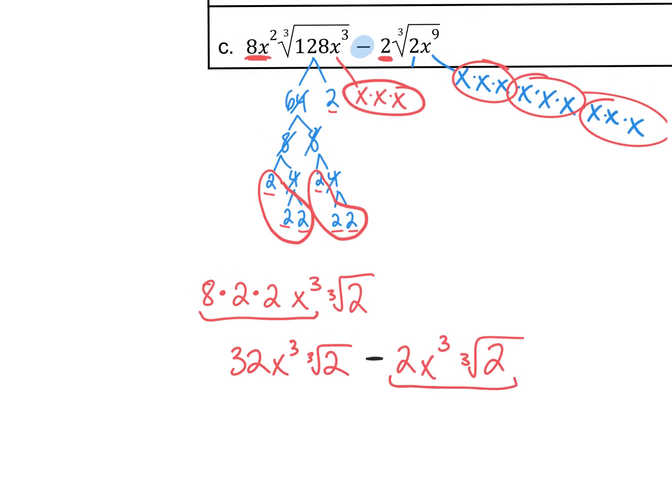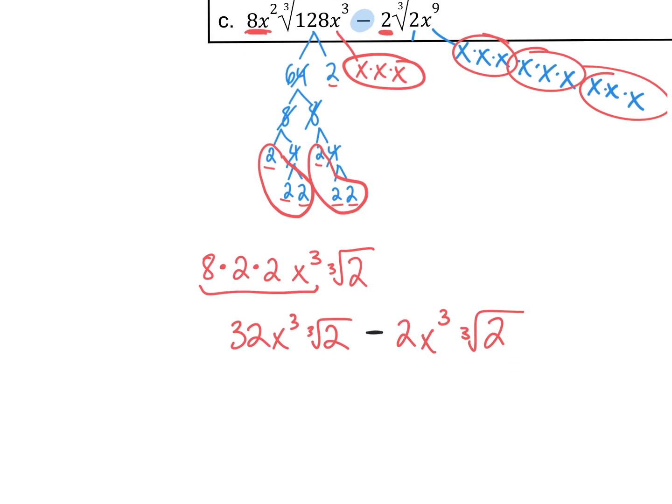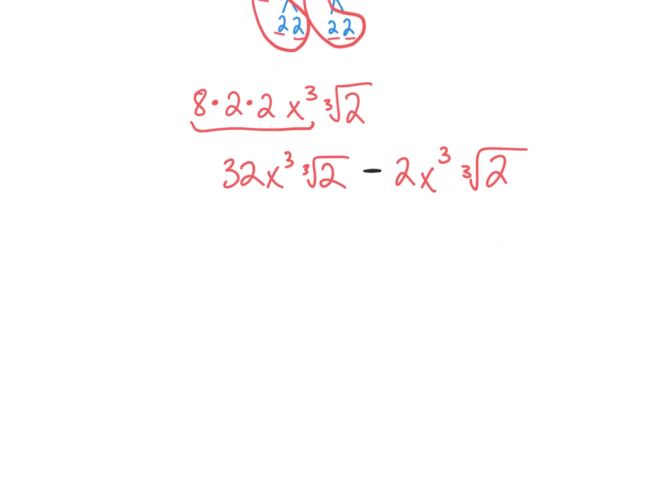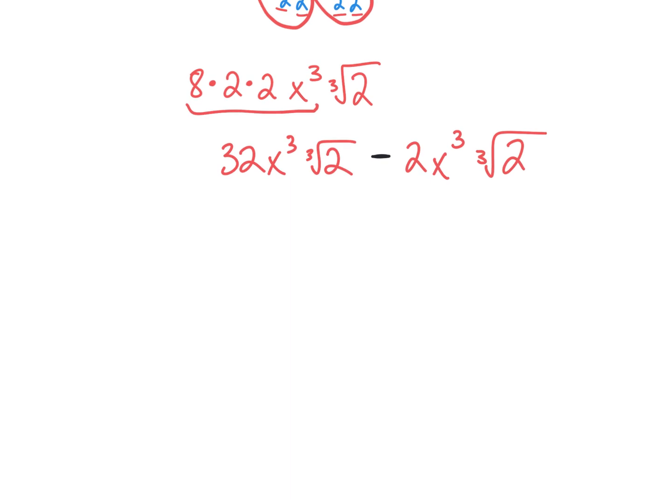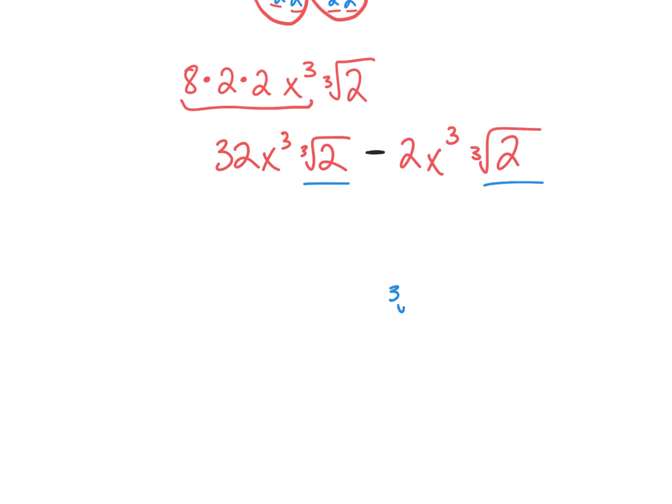Can we clean this term up? Nope, that's already cleaned up. There's nothing else we can do as far as simplifying outsides with outsides, insides with insides. So now we have these two terms, and we ask ourselves, can we subtract these? Do they have the same index and the same inside? Absolutely. Okay, so we keep that index, we keep that inside, and now we are just subtracting those outside numbers, okay?